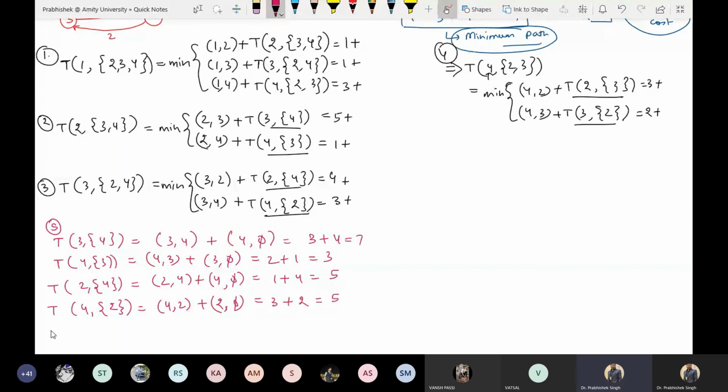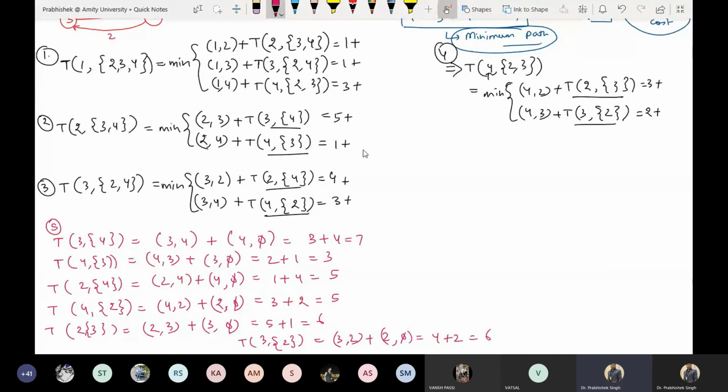T of 2, 3. So 2 to 3 plus 3 to null means 3 to 1. So 2 to 3 is what? 5 plus 1, which is equal to 6. Now what else is remaining? T of 3, 2. 3 to 2 plus 2 to null. 3 to 2 is 4. 2 to 1 is 2. It is 6. Now insert all these values in the respective place.